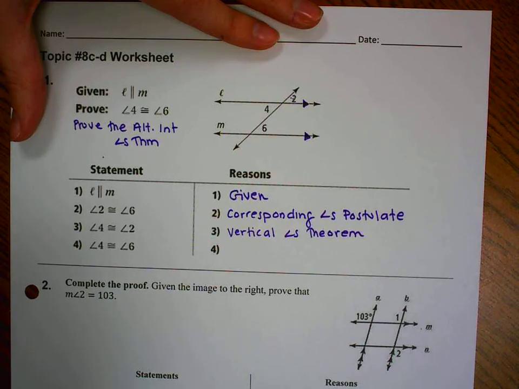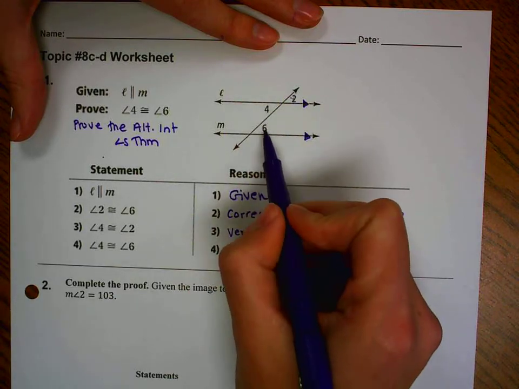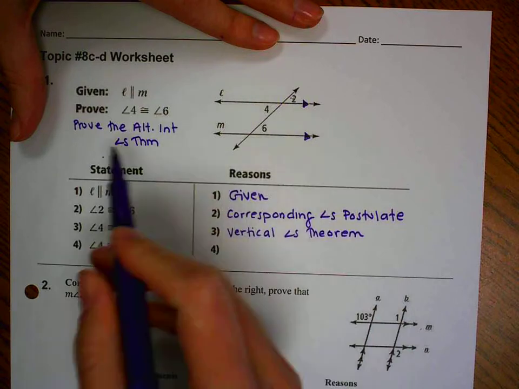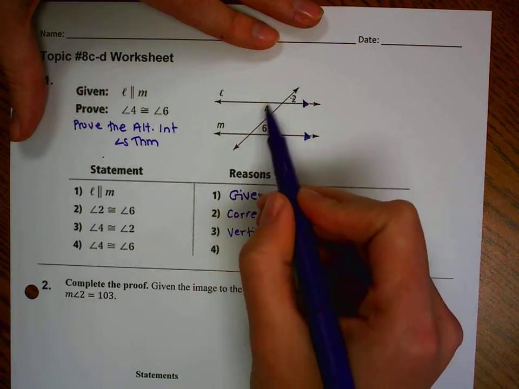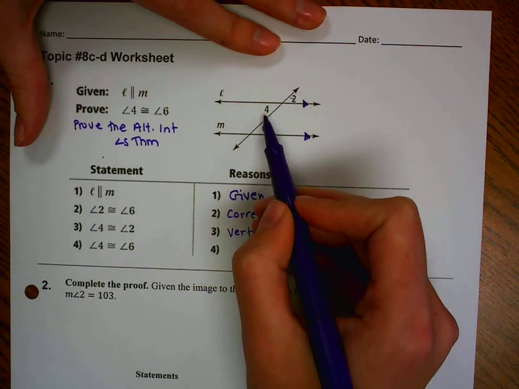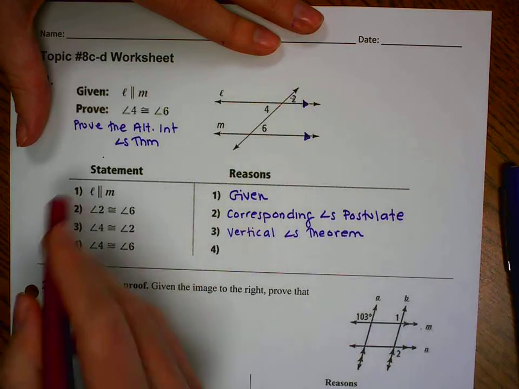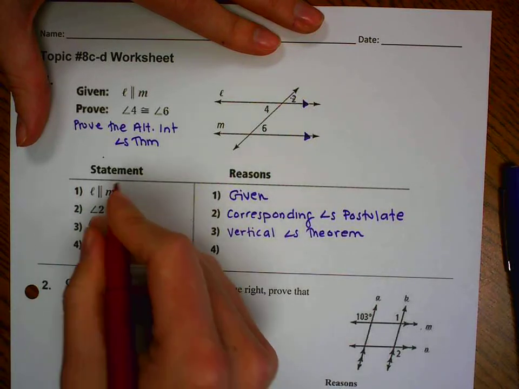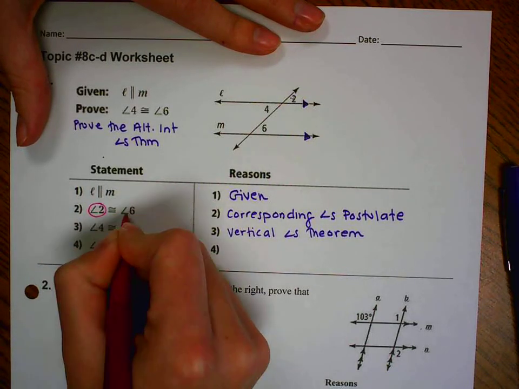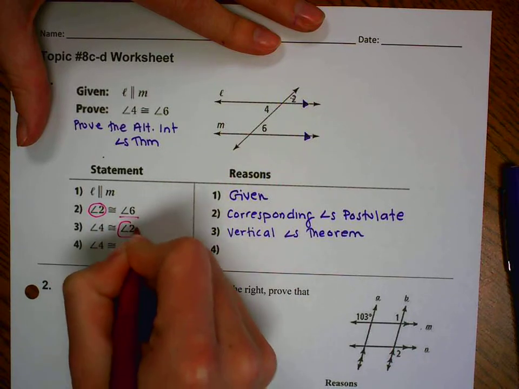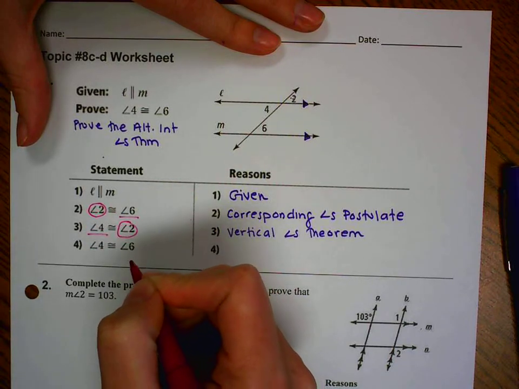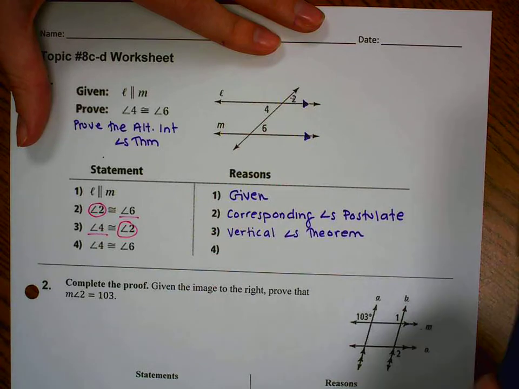Fantastic. Okay, well, I look here, I see angle 4 and angle 6. We know that's true, but we need to prove that it's true. So I can't use the alternate interior angles theorem, but what I can do is look up at my previous statements and notice, okay, I know that angle 2 is congruent to angle 6, but angle 2 is also congruent to angle 4. That's our transitive property.